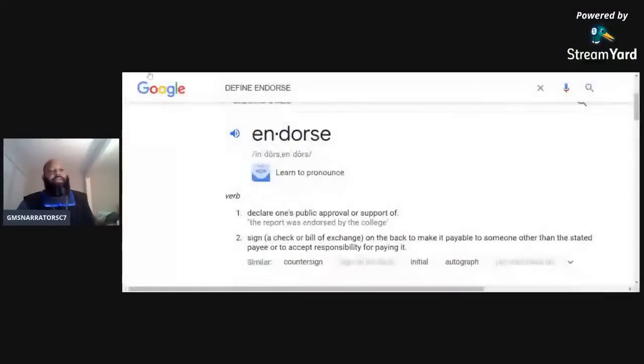So let's start here. Let's look up this word, endorse. Because the title of the lesson is, Hebrews like rebuke. The nations will not endorse us or our language. They ain't going to come and say, you know what? You're absolutely right.